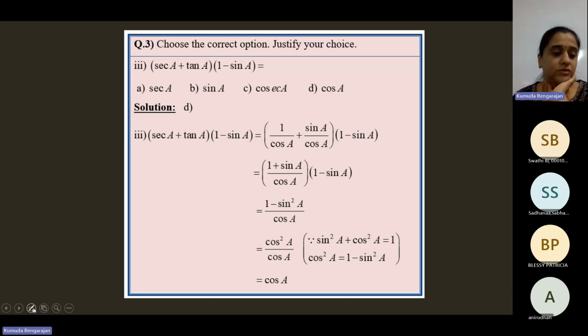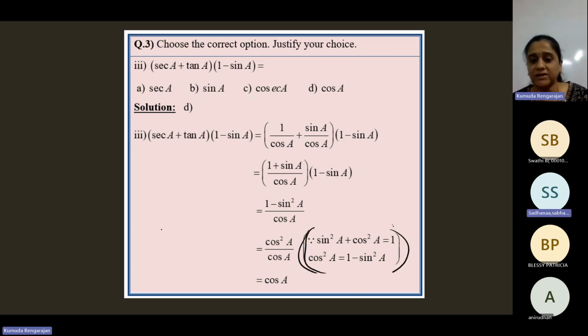There's a reason. What you see here is a reason. Because sine square A plus cos square A is 1, cos square A is equal to 1 minus sine square A is a reason. Don't mistake it as something multiplied. I've written the reason in the bracket here.